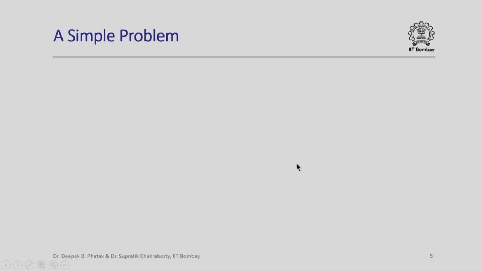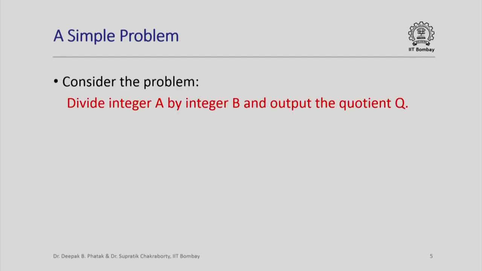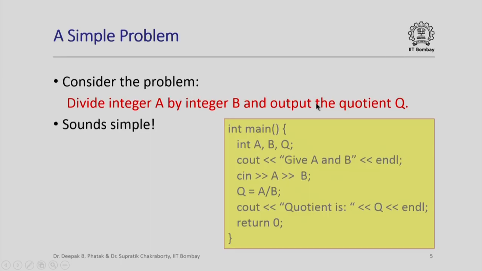Now let us look at a simple problem and why executing instructions exactly in the same linear sequence may not be the best way to solve the problem that we are going to consider now. So suppose I want to divide the integer a by the integer b and output the quotient q. Now this sounds simple, and here is a program that could do this.